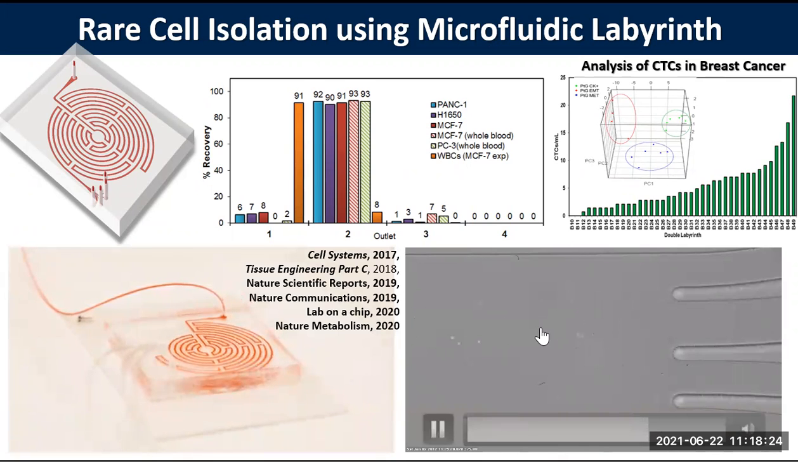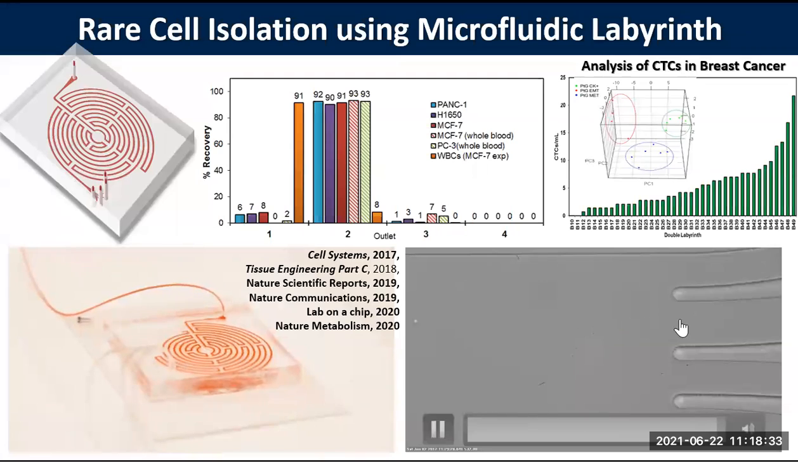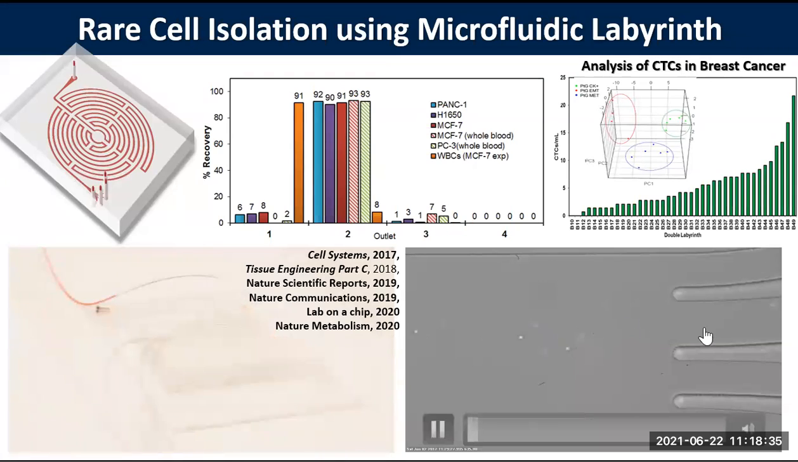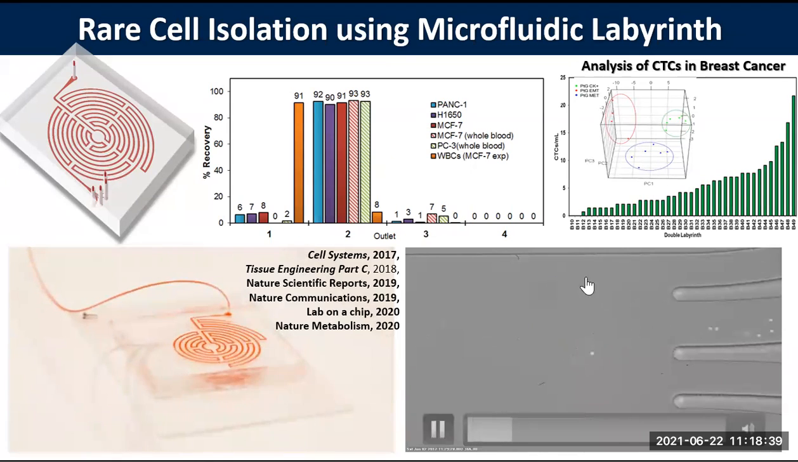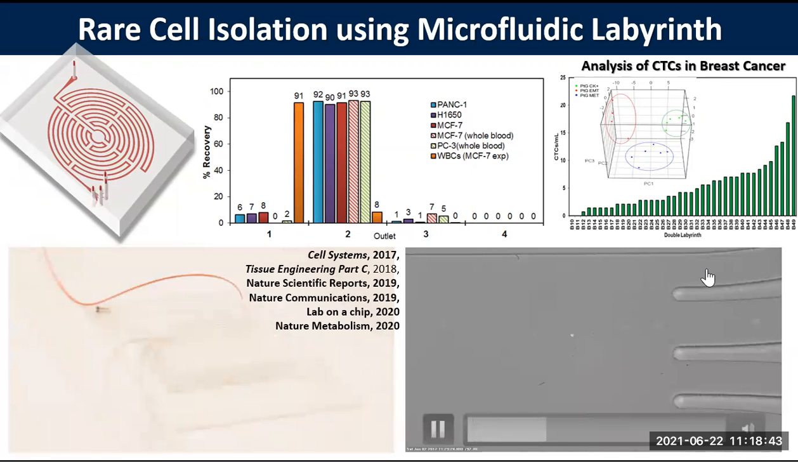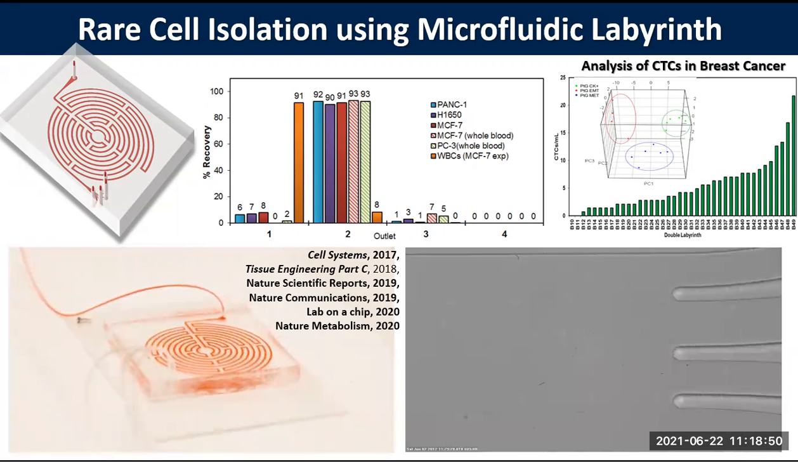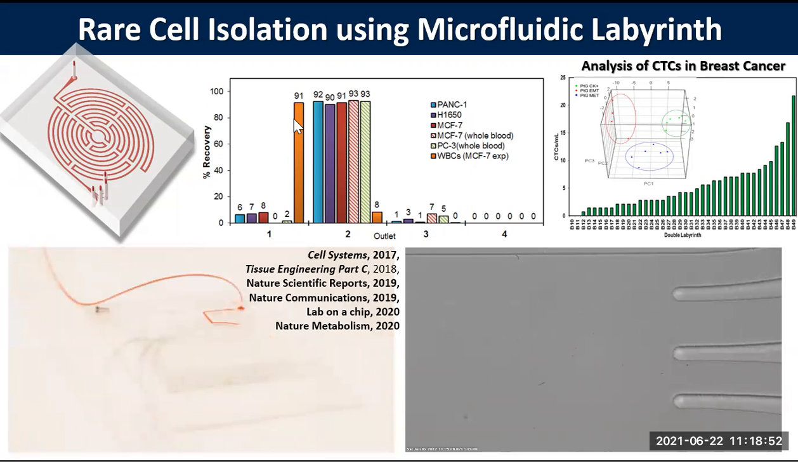You can see in this high-speed video, the larger cancer cells, the tumor cells, which are larger in size compared to the WBCs, get streamlined into a single streamline and are collected into the second outlet of the device, whereas the smaller WBCs, you can see at the top, are streamlined into a single file and are collected through the first outlet. Purely based on size, we are able to isolate the cells with greater than 90% efficiency.